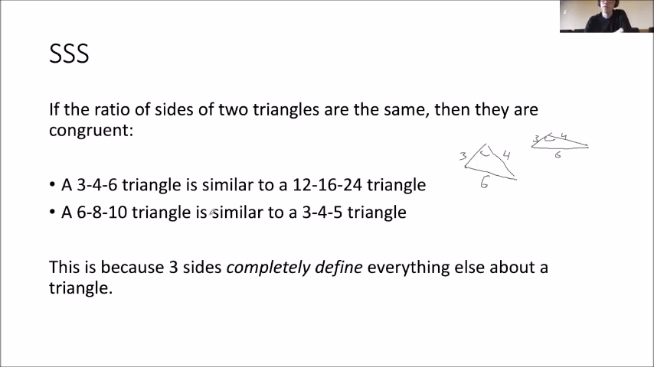But to use it for similarity, you need the 3 sides to be in the same ratio. They don't have to be the same. For example, 3, 4, 6 is similar to 12, 16, 24 because all these sides are just multiplied by 4 to go from 1 triangle to the next triangle. And similarly, 6, 8, 10 to 3, 4, 5, you just have a 1/2 dilation.